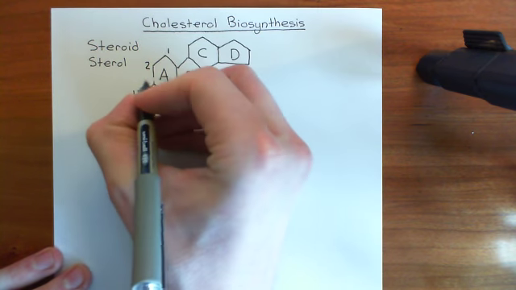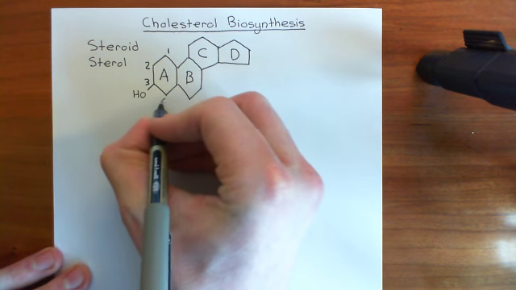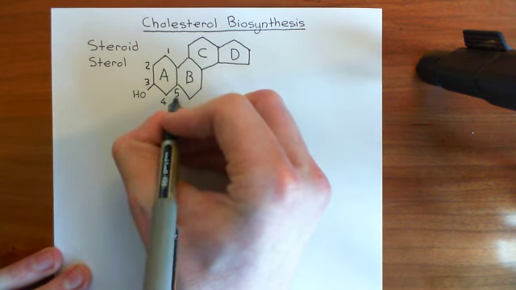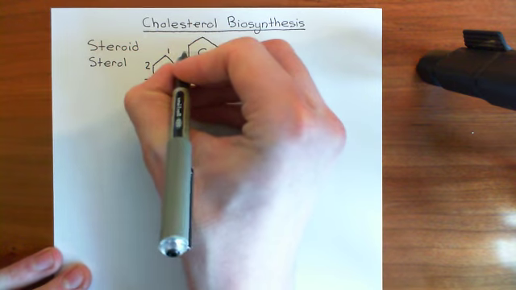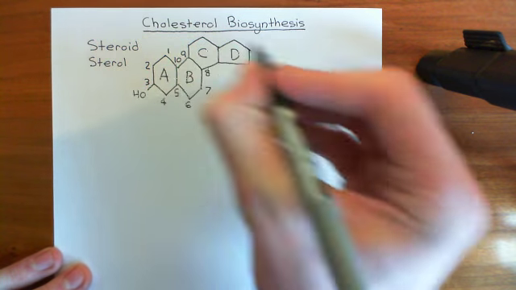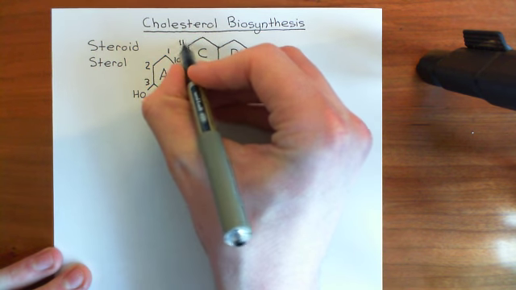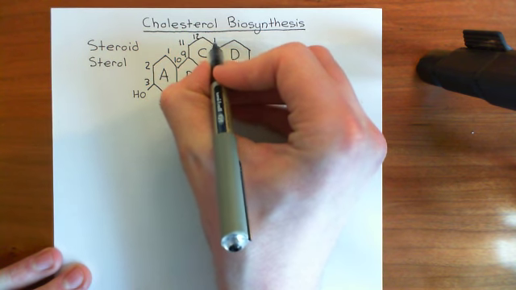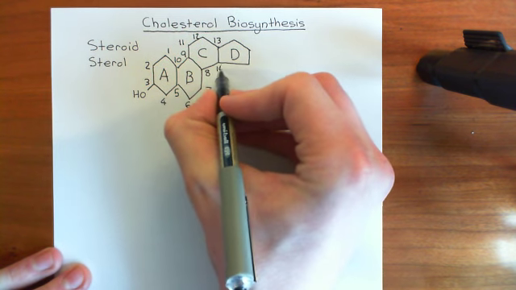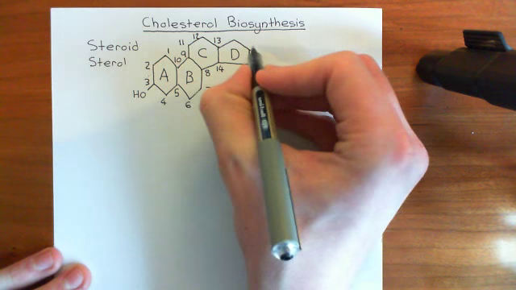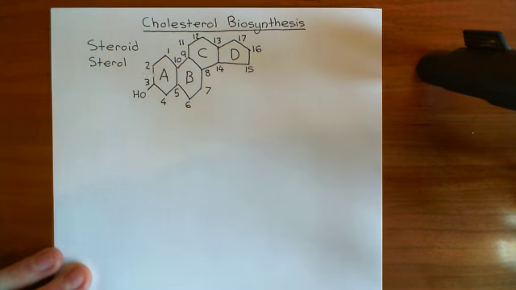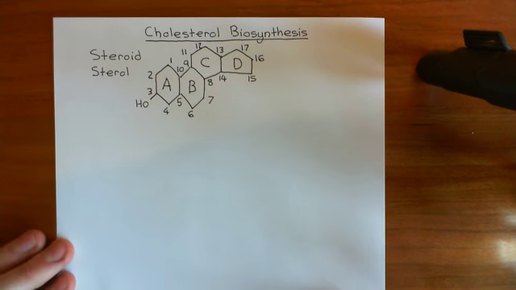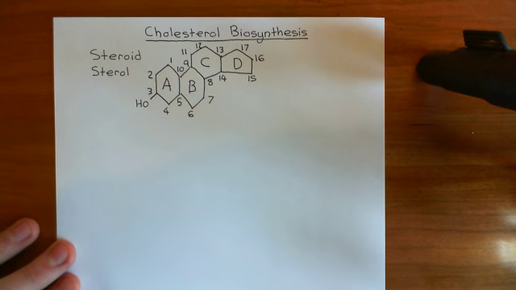This one you call number 2. This one 3, 4, and then you go round 5, 6, 7, 8, 9, 10. Then you continue on up here, 11, 12, 13, 14, 15, 16, and then 17. So that's how the carbons of a steroid or sterol structure are numbered, basically.